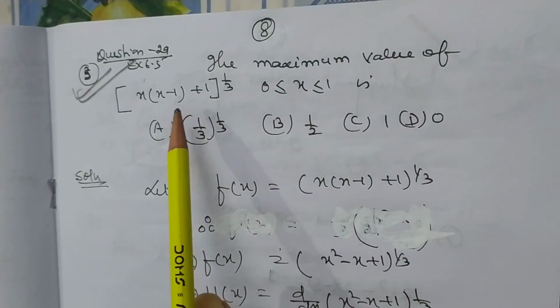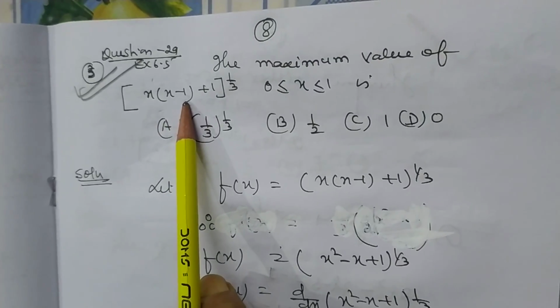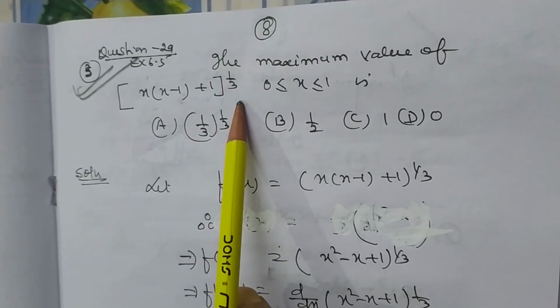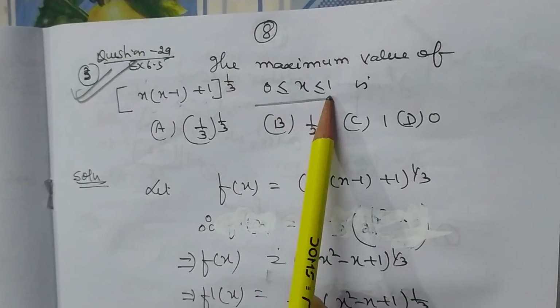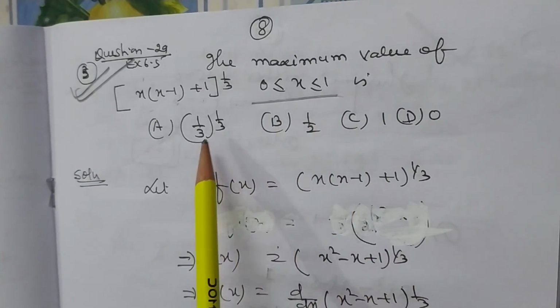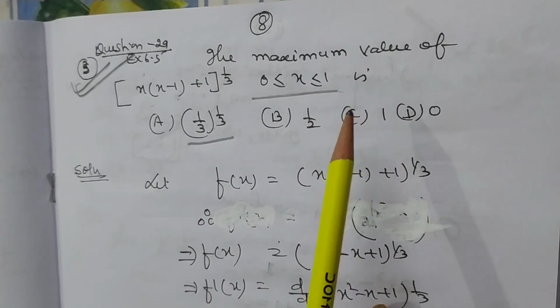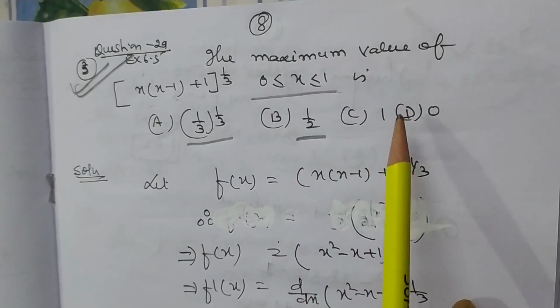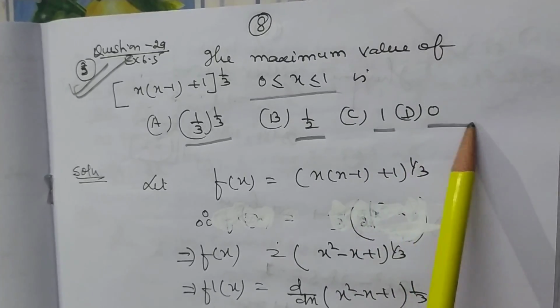So my dear student, I want to discuss question number 29 of exercise 6.5. The maximum value of x into (x minus 1) plus 1, whole to the power 1 by 3, for 0 less than x less than 1, is: 1 by 3 whole to the power 1 by 3, 1 by 2, 1, 0.